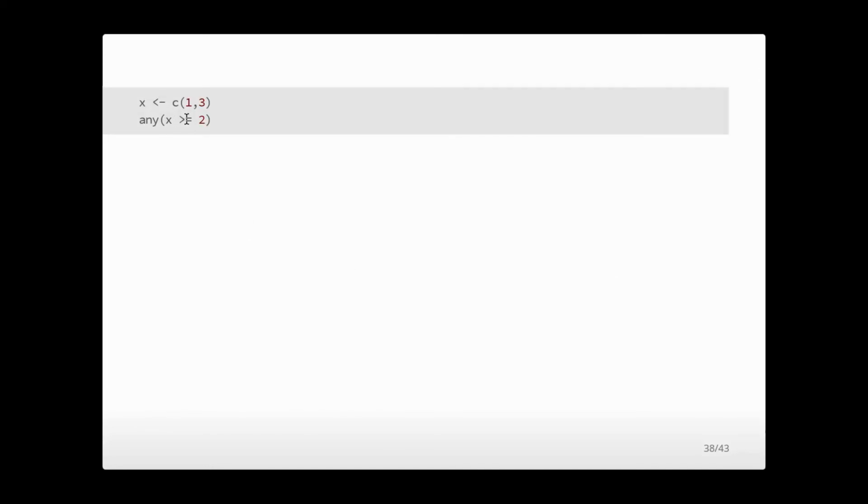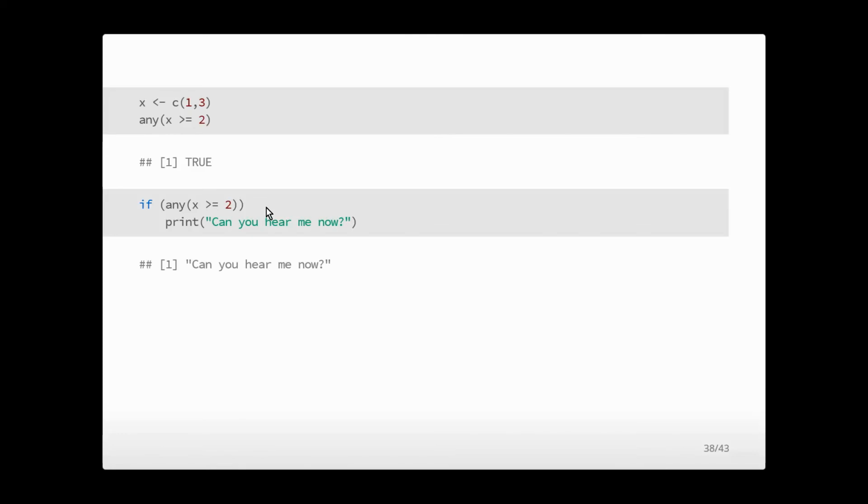And over here we have any. Any is basically an or for all of these. If any of these things are true, return true. You can have 20 falses and 1 true, and any of this vector is going to be true. Any will only return false if everything is false. So that's going to be true, and this works, and it prints out.